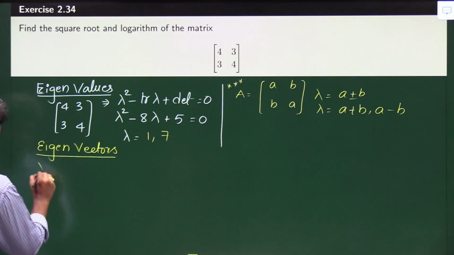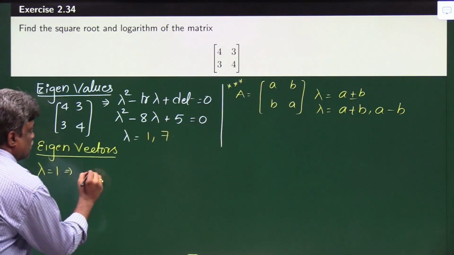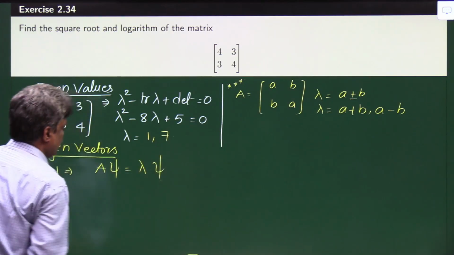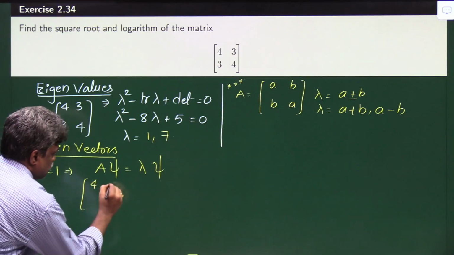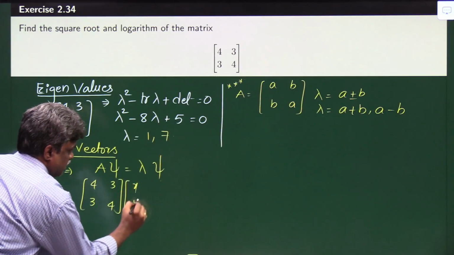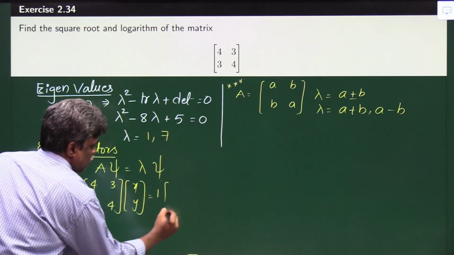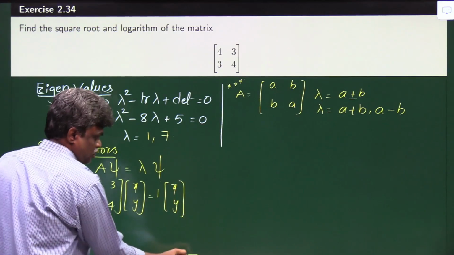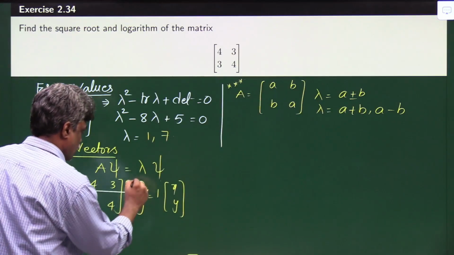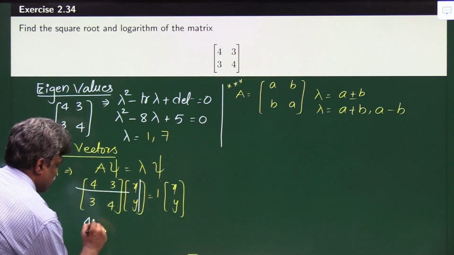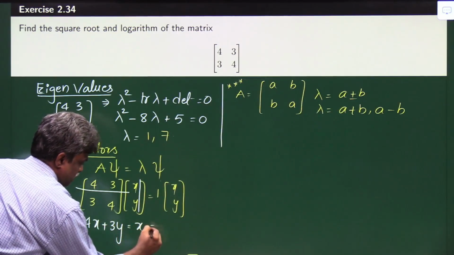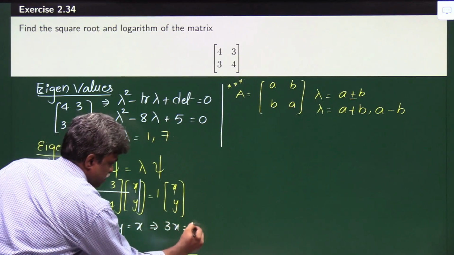Right. So first I am taking lambda equal to 1. Now let us say the eigenvalue equation A psi equal to lambda psi. My A is 4 3 3 4, and this is psi, x y, and this is lambda times x y. So I told you earlier also, one equation is enough. This is a row and a column. So this is 4x plus 3y equal to x, which implies 3x is equal to 3y.